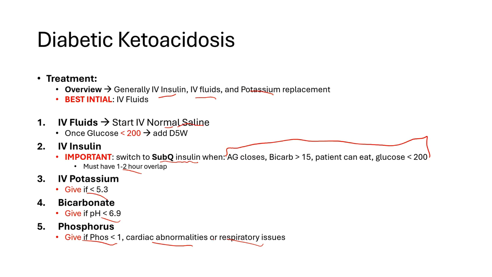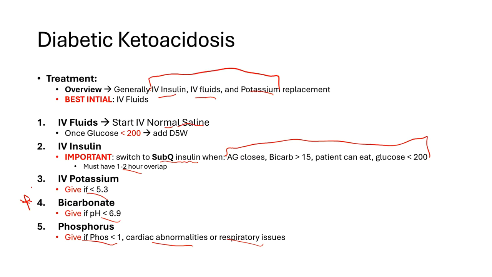This is the big takeaway from DKA: DKA and HHS have the exact same treatment. These three things, which we'll talk about in a little bit, are always the same between the two. Of course, for HHS, we don't have to worry about putting them on bicarb because there is no acidosis, so there should be no reason to increase that pH. But everything else remains true.